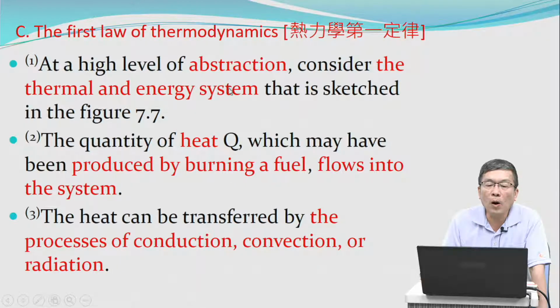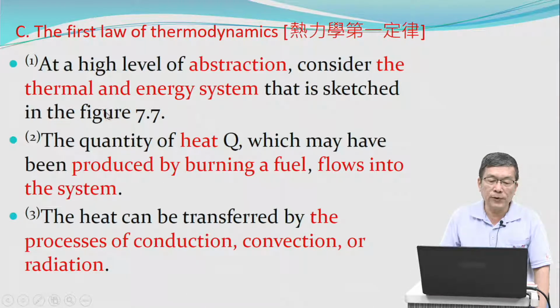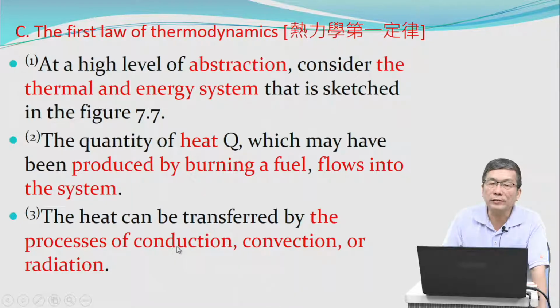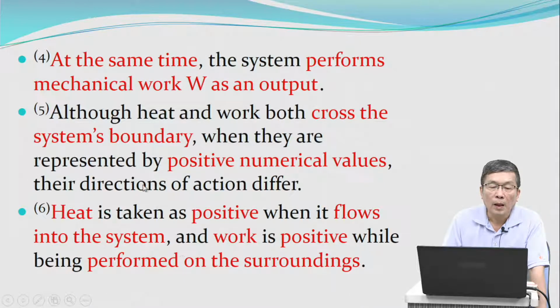At a high level of abstraction, consider the thermal and energy system that is gauged in figure 7.7. The quantity of heat Q, which may have been produced by burning a fuel, flows into the system. The heat can be transferred by the process of conduction, convection, or radiation. At the same time, the system performs mechanical work, W, as an output.